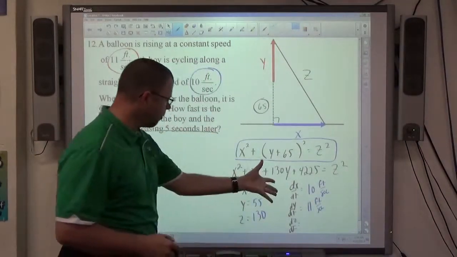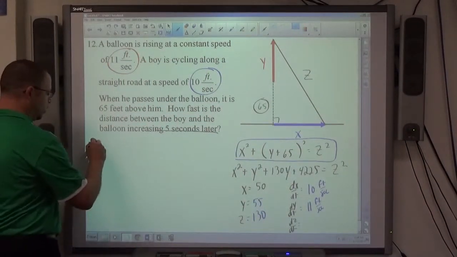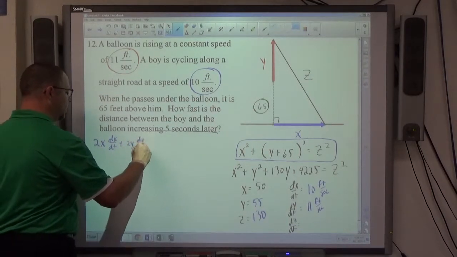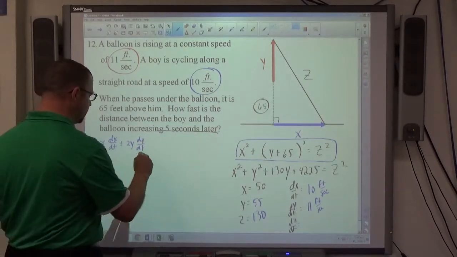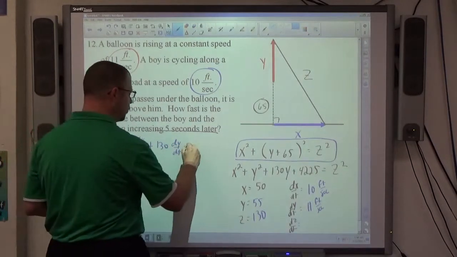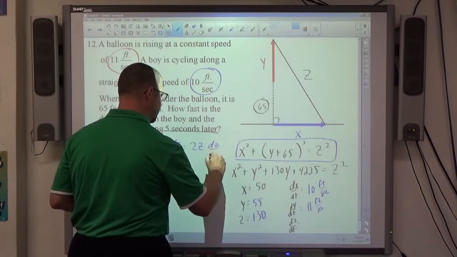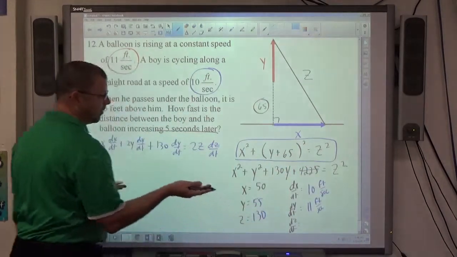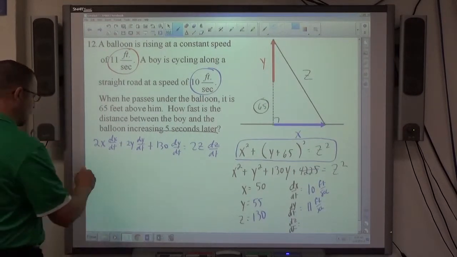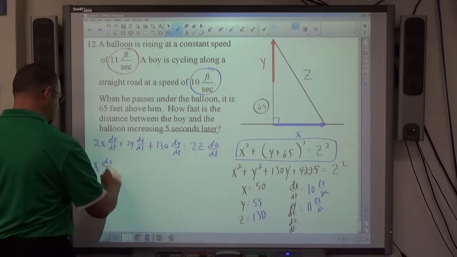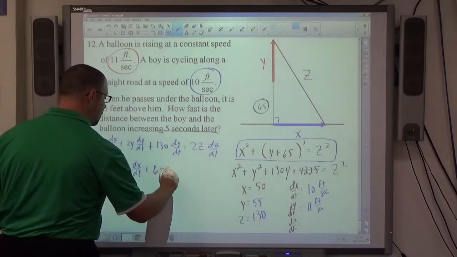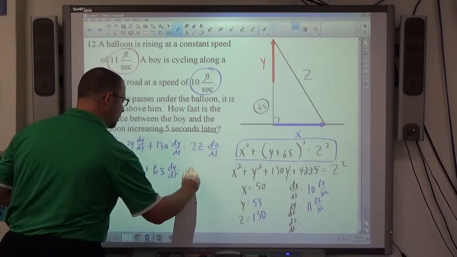Got my relating equation, got all my pertinent information here, so I just differentiate. I'm going to get 2x dx over dt plus 2y dy over dt plus 130 dy over dt is equal to 2z dz over dt. Keep in mind the 4225 derivative is 0, so it goes away. With the Pythagorean theorem, almost always everything divides by 2, which it does here also, so I would probably do that. x dx over dt plus y dy over dt plus 65 dy over dt is equal to z dz over dt.